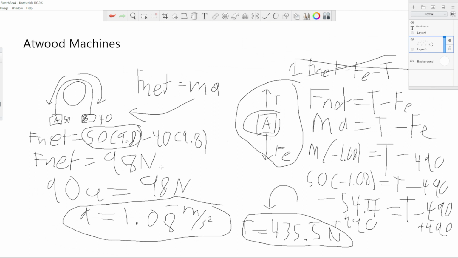And then with B, since B is going to be pulled by the tension, let's do B over here real quick. Since B is getting pulled up, if you set your force of Earth negative and your tension positive, it's going to be a positive acceleration because acceleration is going upwards. So just remember your mass and your acceleration, and try not to mix up those negative and positive signs, and you should be all good. So that's all you need to know for Atwood machines and tension forces.